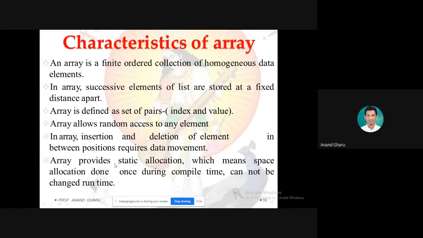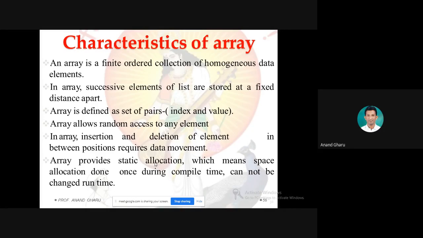Next, array provides static allocation. We have already studied static data structure. Static means fixed. Fixed data structure means we cannot change the size. So the array provides static allocation. Once you assign the memory to the array, if you define A of 10, then fixed size memory is allocated to the particular array.